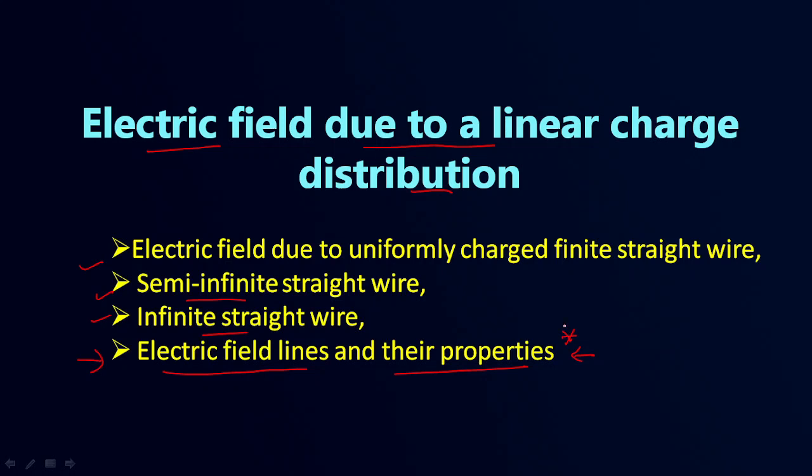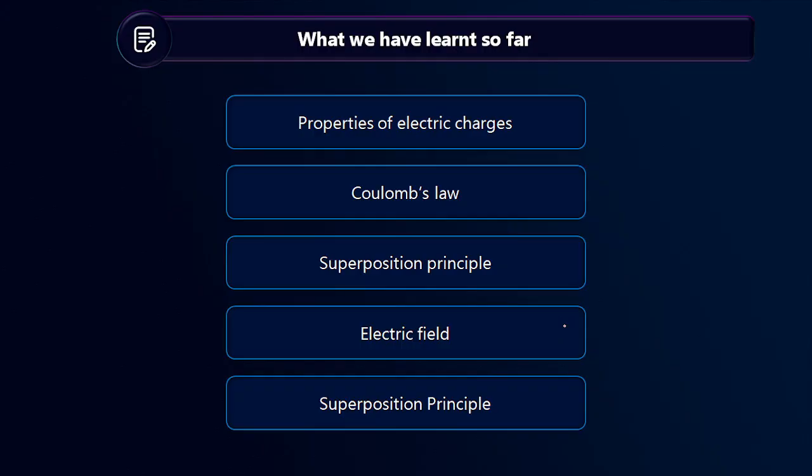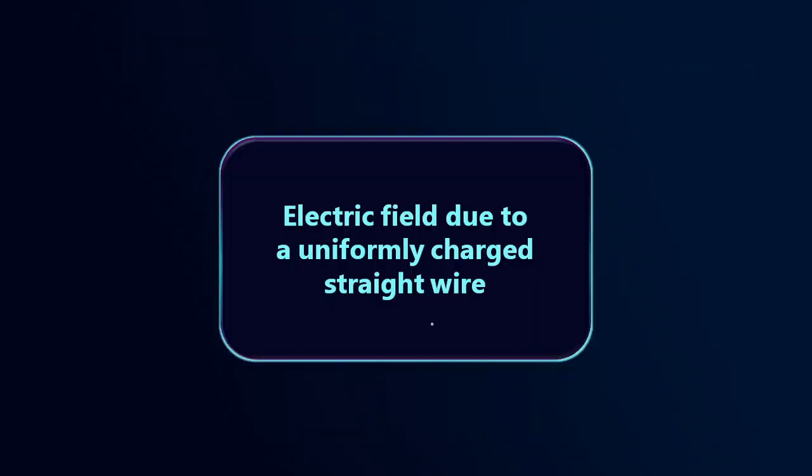So let us start. First, recap what we have studied till now. In the beginning we had seen properties of electric charge, then Coulomb's law, then superposition principle, electric field, and then the electric field superposition principle. It means if more than two charges are there and we want to find the net electric field, how can we find it? By using the superposition principle, right? Now, next we are seeing the electric field due to continuous charge bodies. In that we will continue.